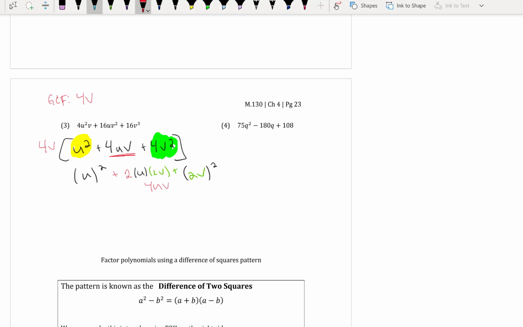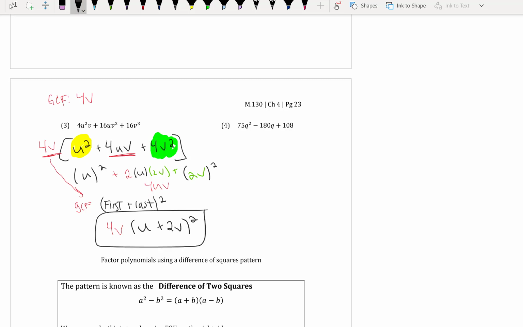So now I know that this is going to turn into my first plus my last, squared. And don't forget that GCF out in front. So I'm going to have 4v times (u plus 2v) squared. And that ends up becoming my final answer.